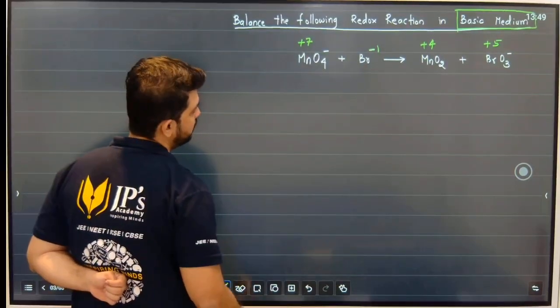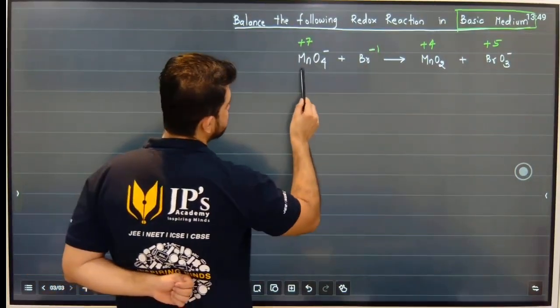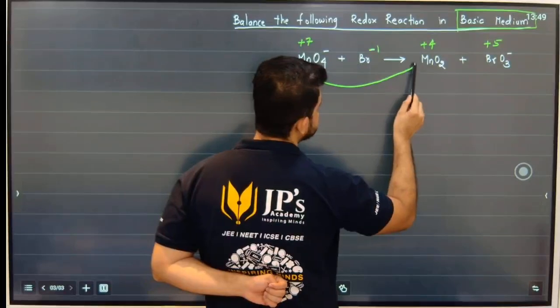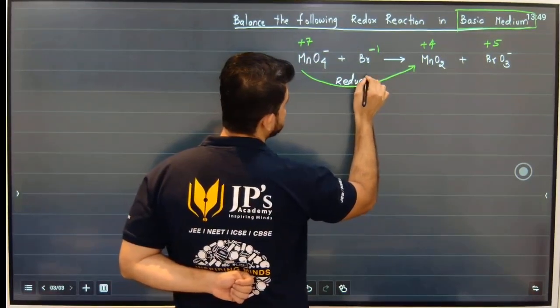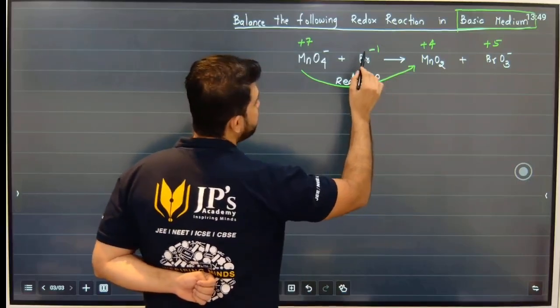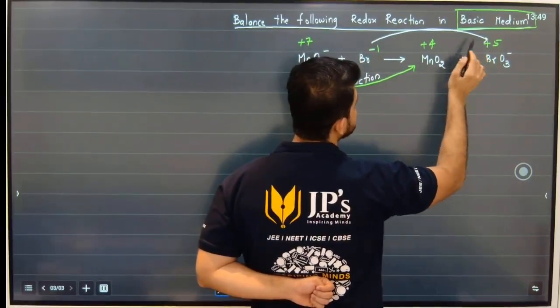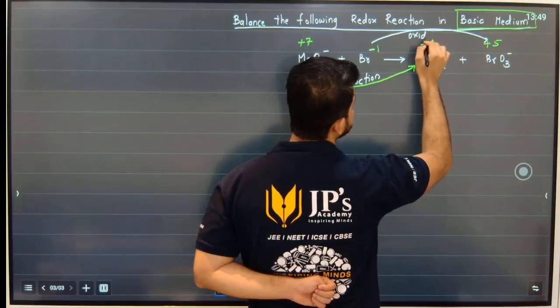स्टेप 2 में मैं चेक करूंगा किसका ऑक्सीडेशन किसका रिडक्शन हुआ है. So Mn +7 से +4, students, that is reduction. 3 इलेक्ट्रॉन्स गेन किए हैं. ब्रोमीन -1 to +5, students, so that is oxidation.